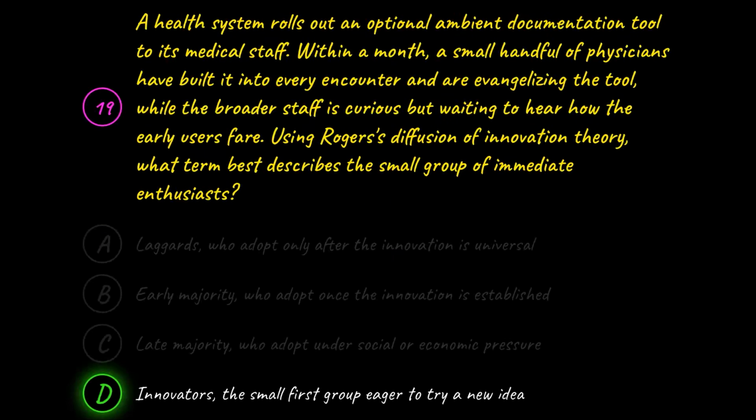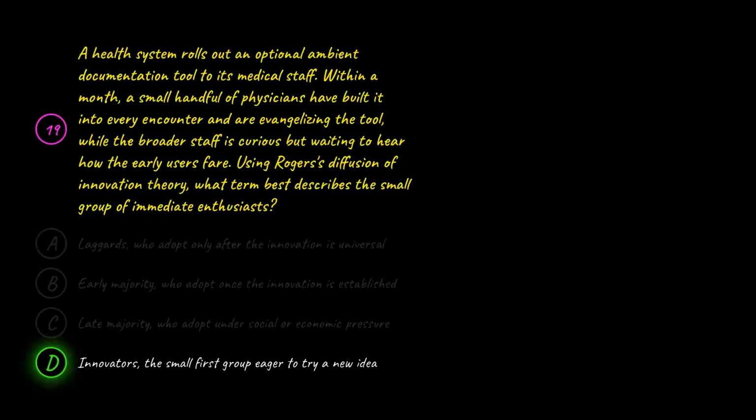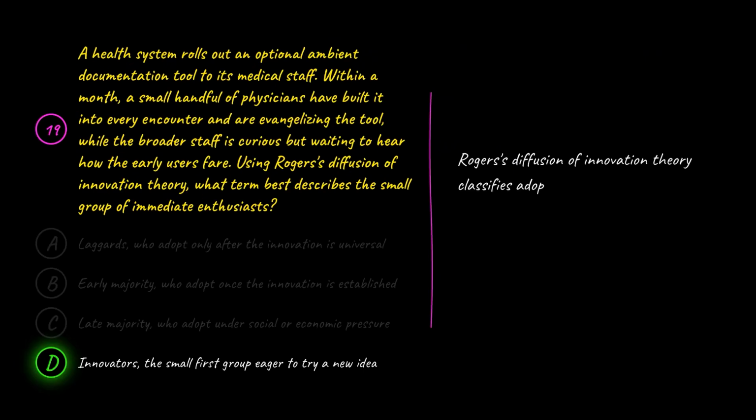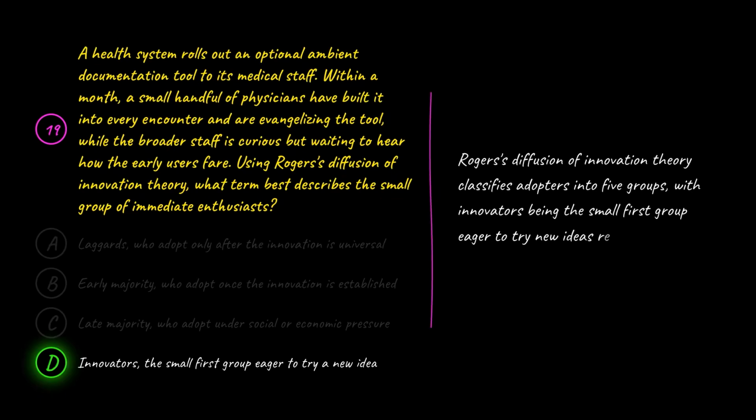The correct answer is D. Innovators, the small first group eager to try a new idea. D is correct because Rogers' diffusion of innovation theory classifies adopters into 5 groups, with innovators being the small first group eager to try new ideas regardless of risk. Physicians who immediately build a new tool into every encounter and evangelize it fit this category.